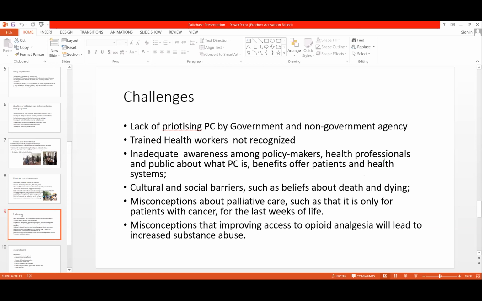We have issues of culture, we have issues of social barriers, such as beliefs about death and dying that still persist, and then misconceptions about palliative care, and also the misconception that improving access to opioid analgesics will lead to increased substance abuse is still with our community, that we are still trying to work out.